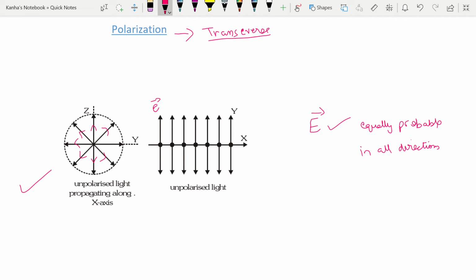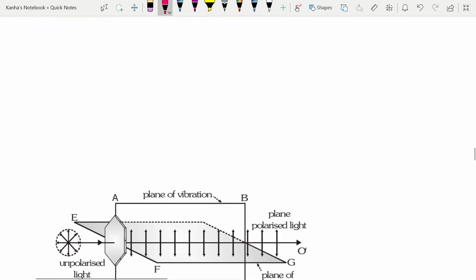If my light is going in the x direction, then the electric field vibrates in the y direction and in the z direction, which is coming out of the plane or into the plane. These are the things you should note from here. Unpolarized light has no specific direction of vibrations. Let's talk about polarization.